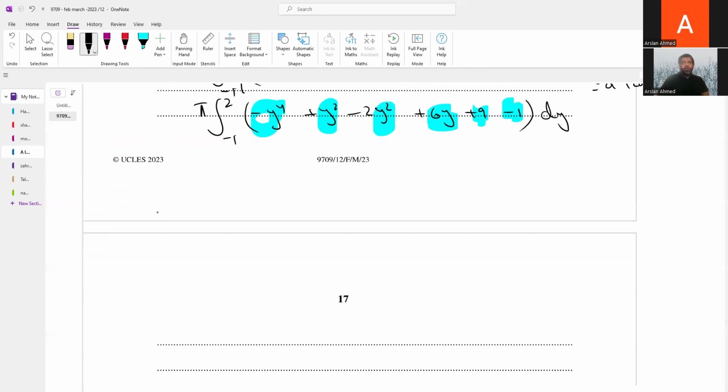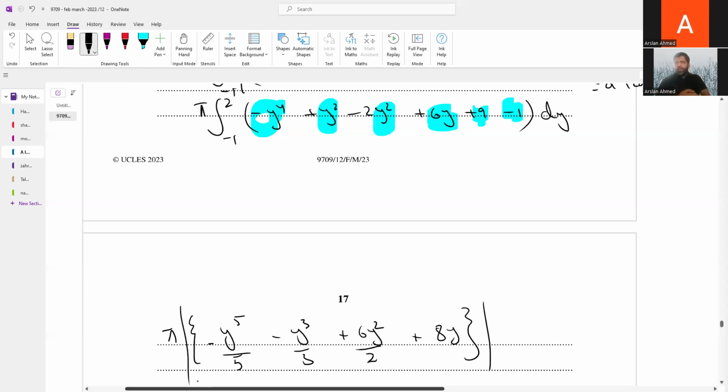Now, if we integrate y⁴, it would become y to the power of 5 divided by 5. So it would become pi times negative y⁵ by 5, and plus y squared minus 2y squared would become negative y squared, so negative y cubed by 3. The integral of 6y would become 6y squared by 2, plus 9 minus 1 which is 8, so we can just write the integral of 8y. That's it.